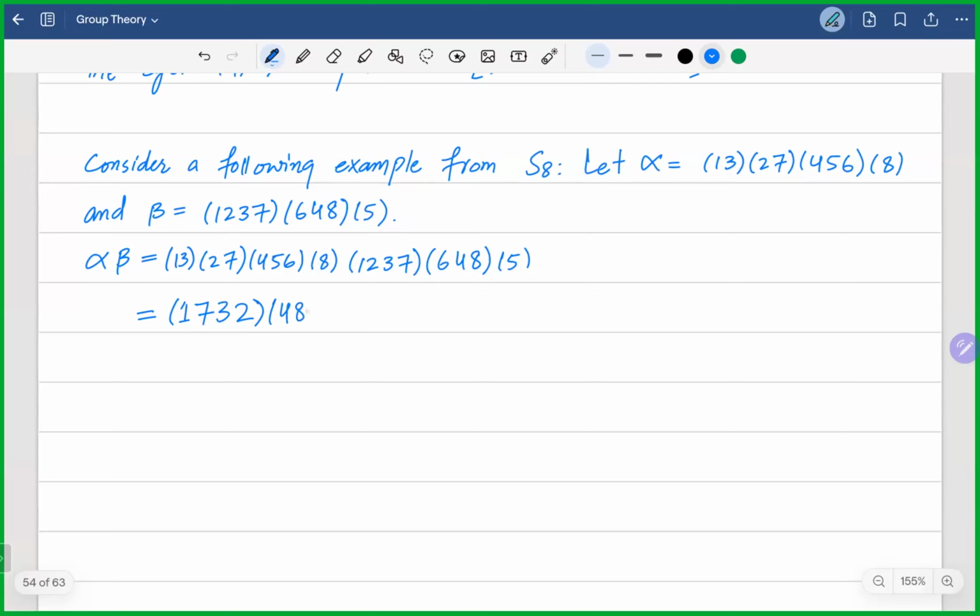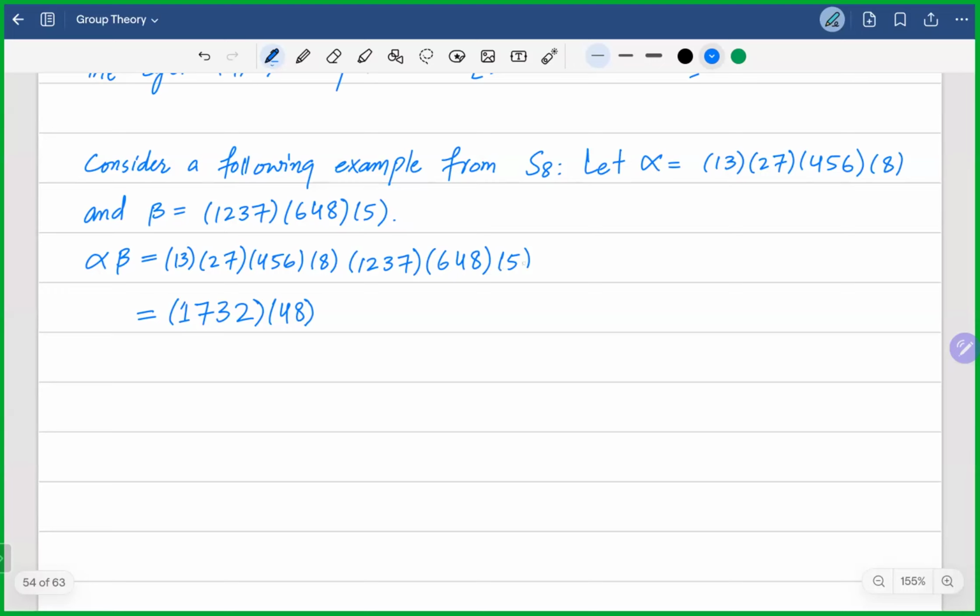Then we check 8. Now 8 in 6, 4, 8. 8 goes to 6, and then in 4, 5, 6, 6 goes to 4. That means we have a complete cycle. Perfect. That we are remaining with only 5.